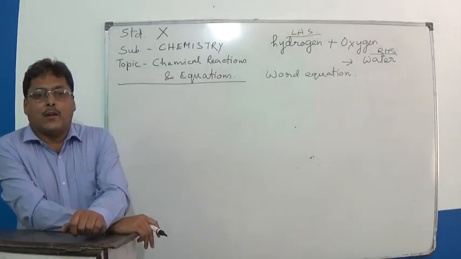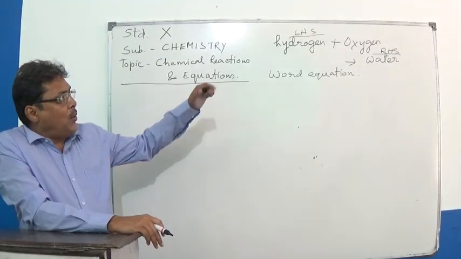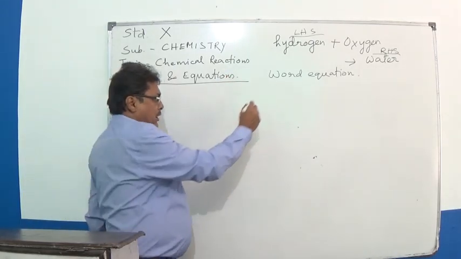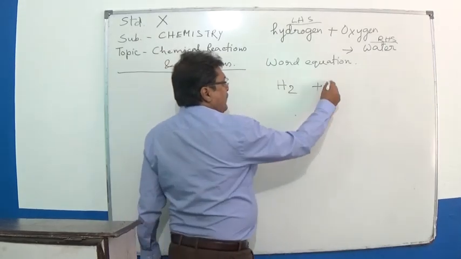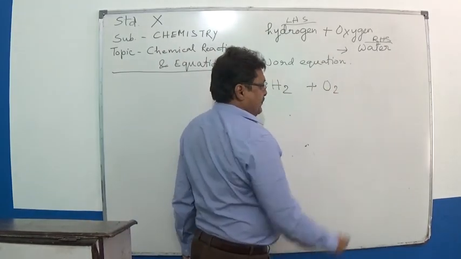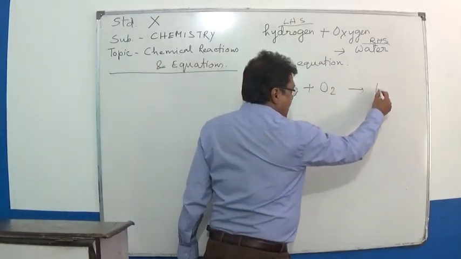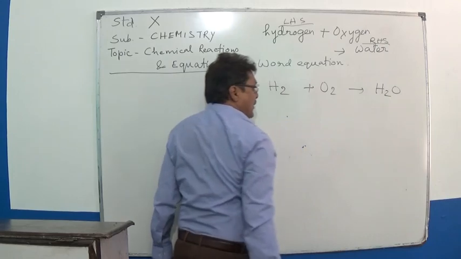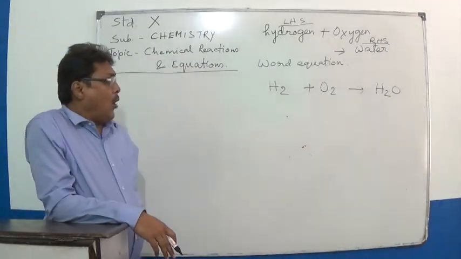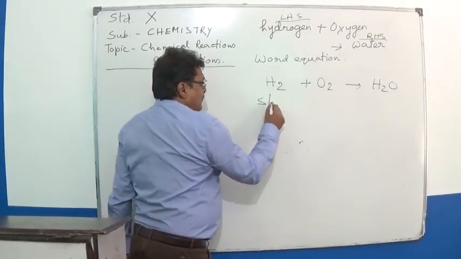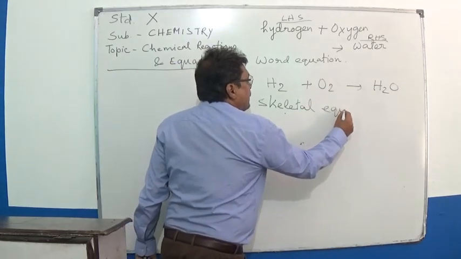In the next step, we can go a little further. We can write down the symbol and formula, like hydrogen, oxygen, that is the left hand reactant side. On the right hand product side, H2O, that is water. This is another way of writing down the formula. We call it skeletal equation.